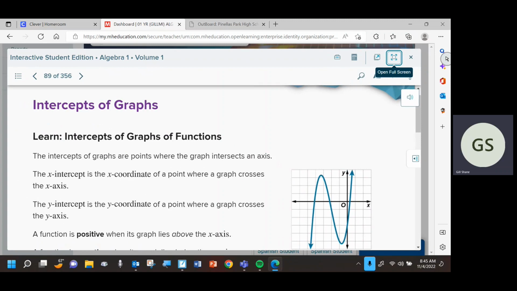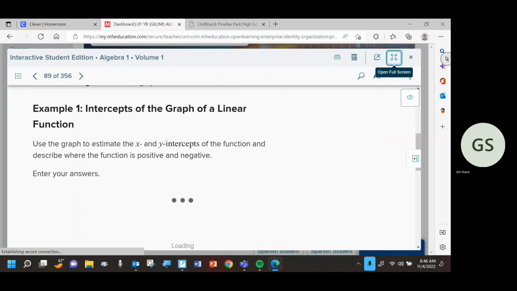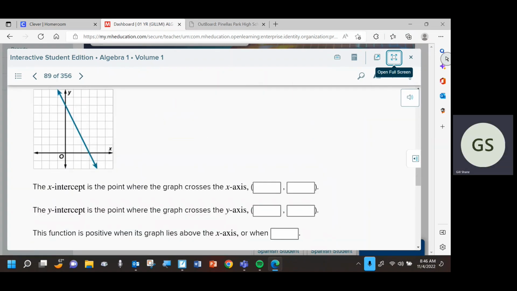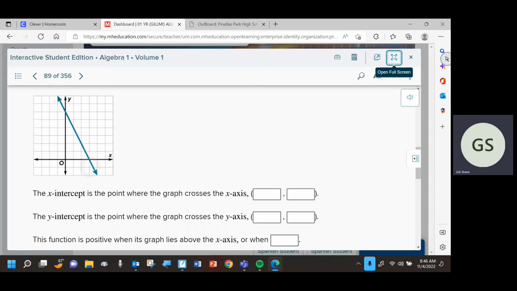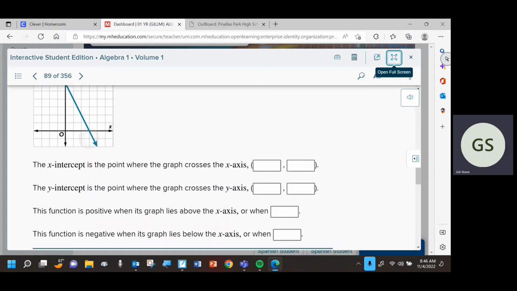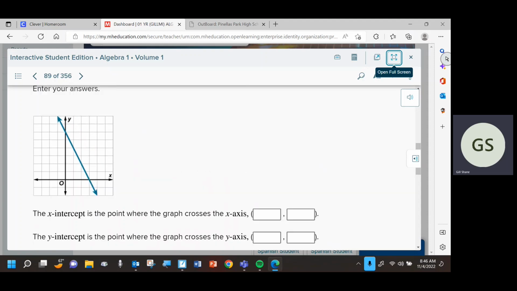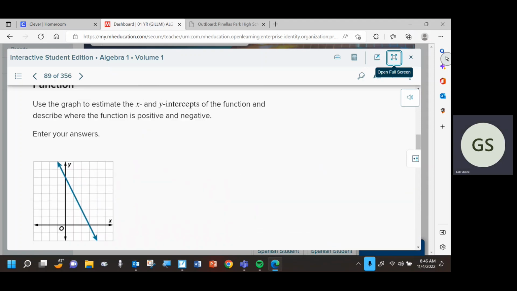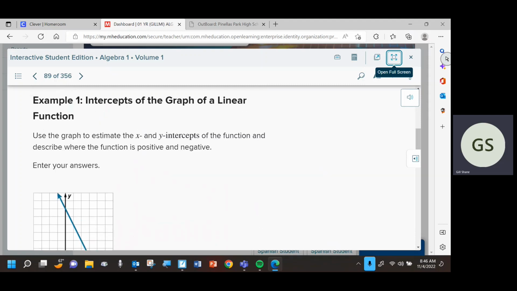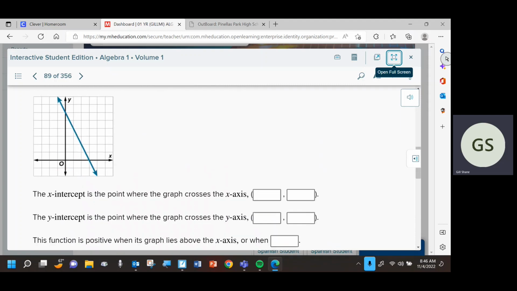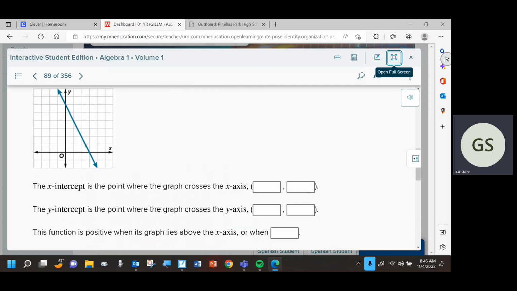So intercepts we did now. Linear function. So go ahead and do the first 2 parts of the question, example 1. Just where it says x and y intercept. Do those now.